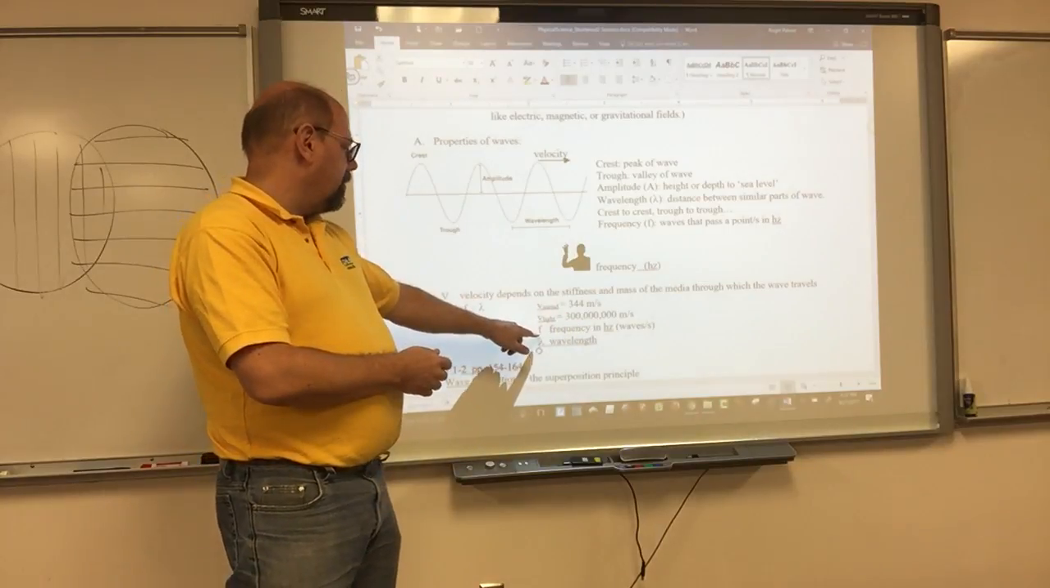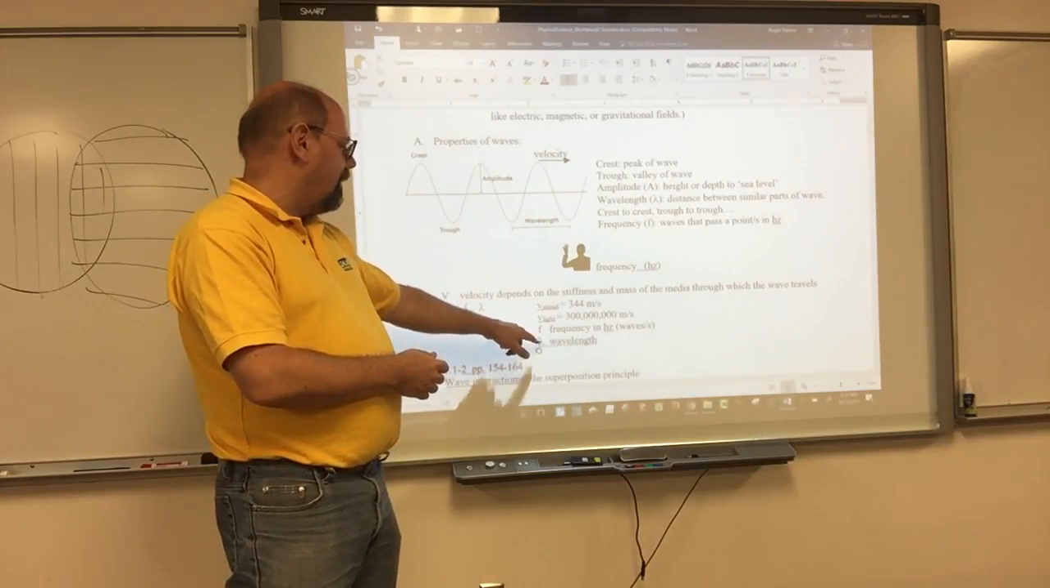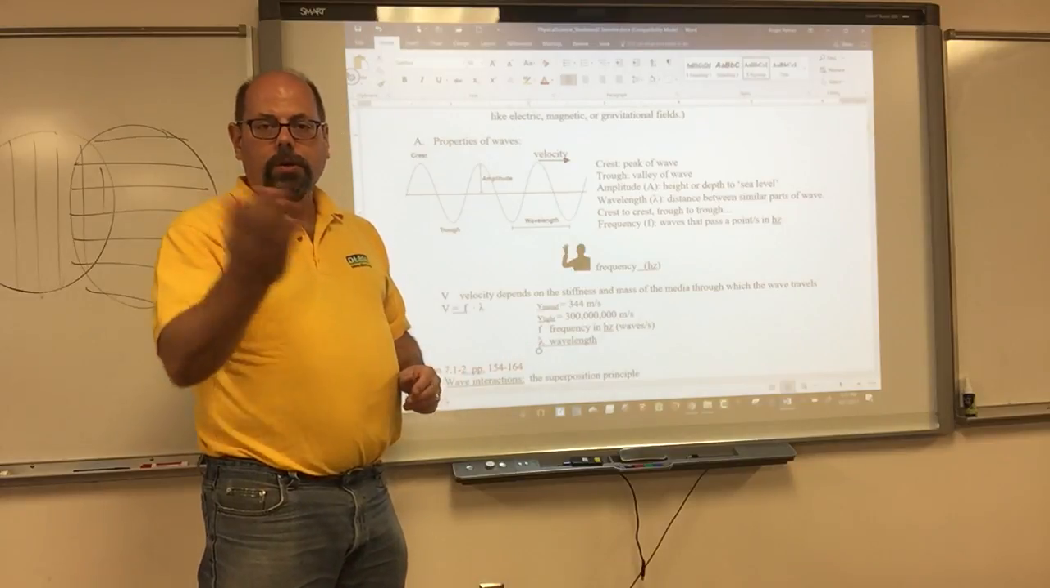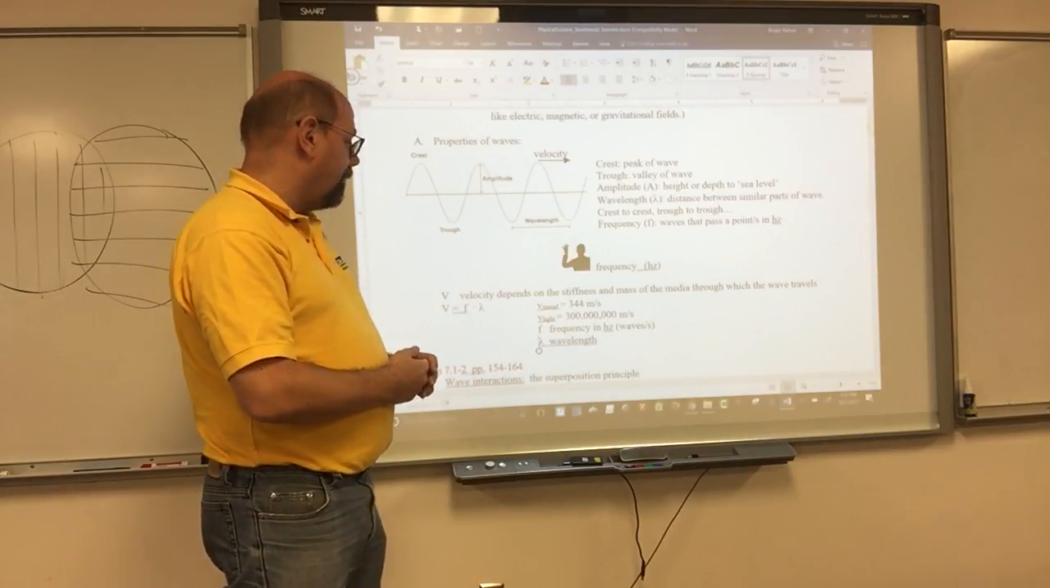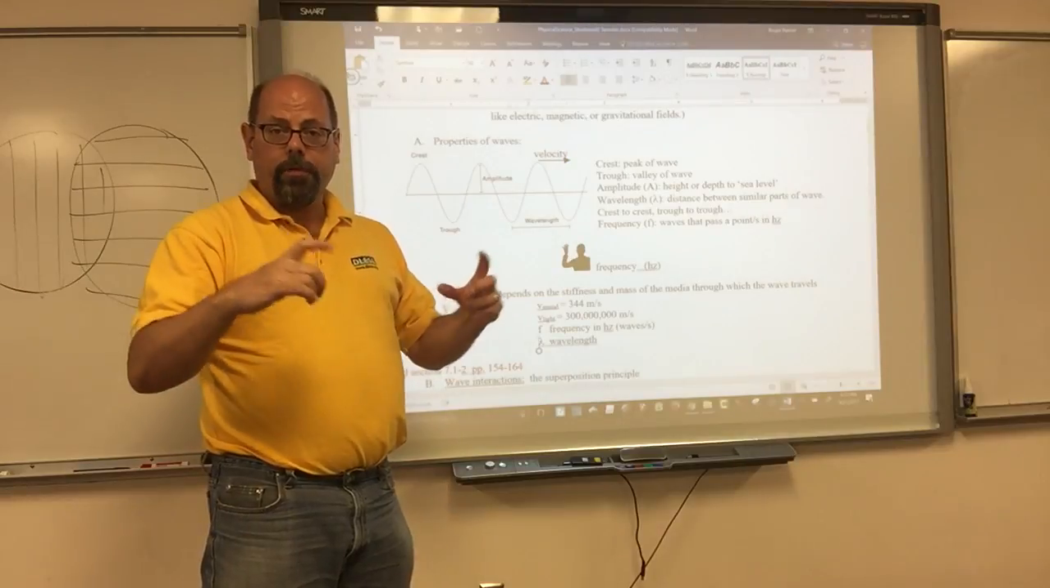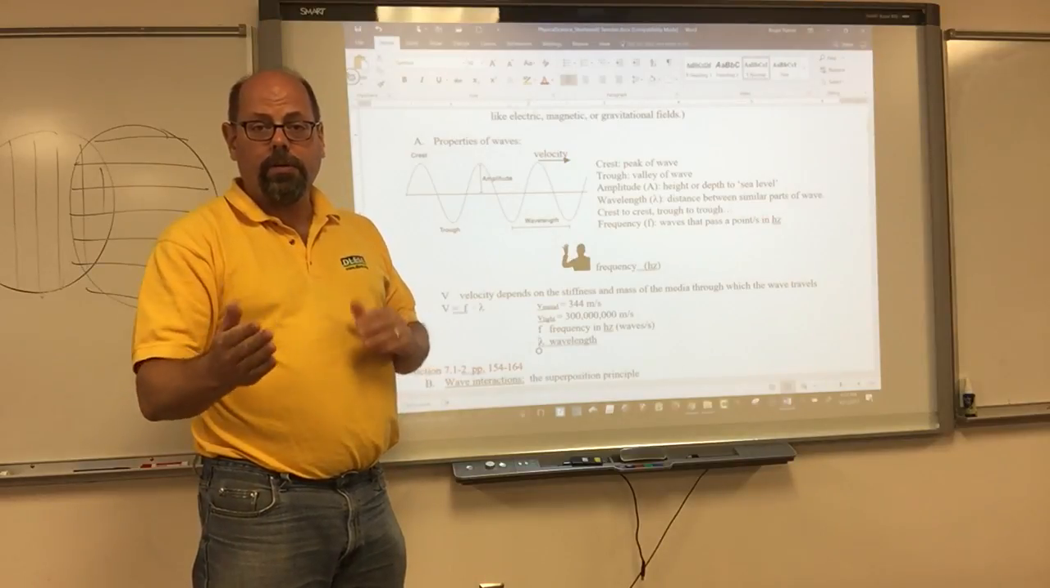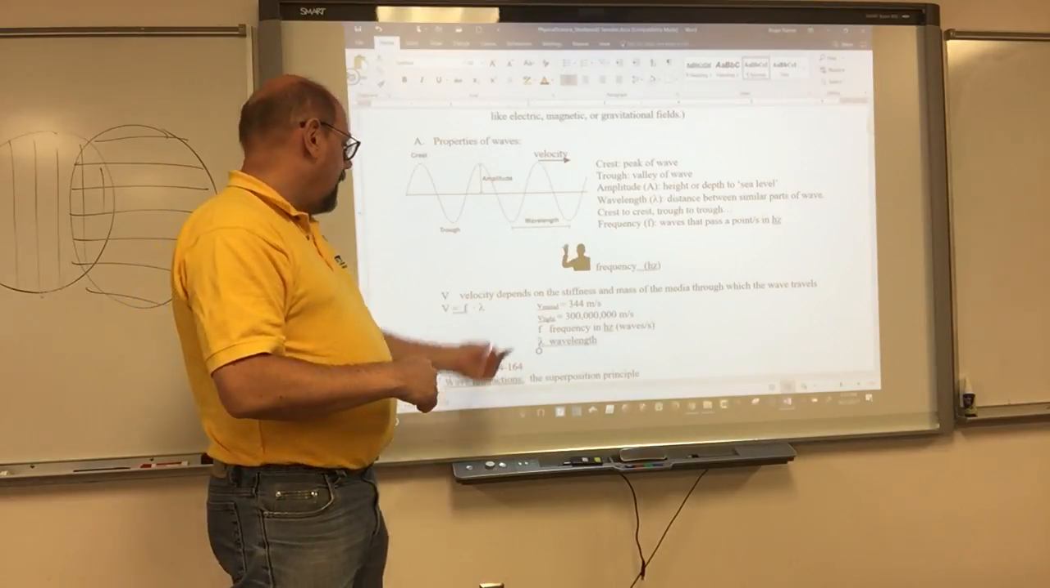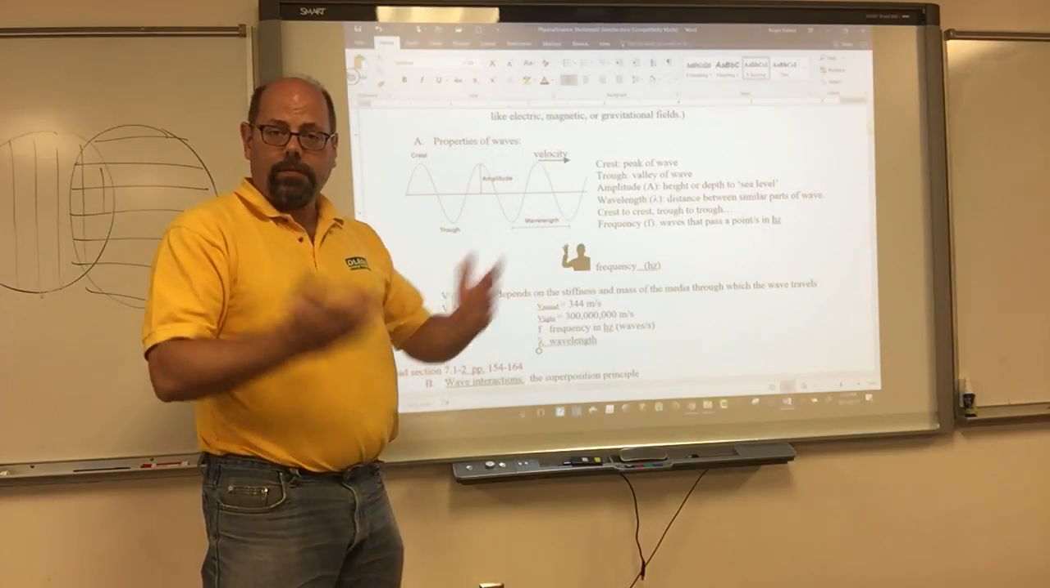So frequency is going to be related to how fast something travels and how long every one of those waves are. You're going to get the chance to do a couple of problems today in the front part of this worksheet to change between velocity, wavelength, and frequency. So give that a try right now.